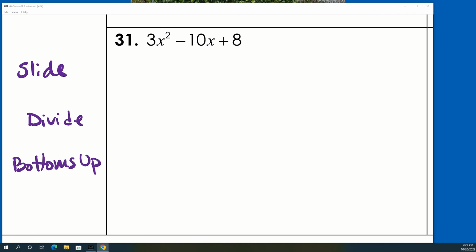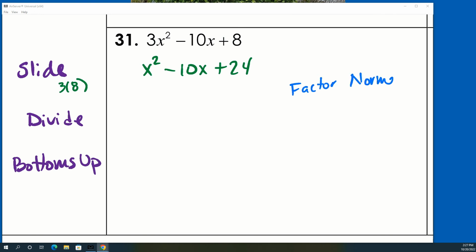All right, so the slide part, I don't want that 3 in the front. So I'm going to slide it over with the 8 and multiply by it. So I'm changing the problem to x squared minus 10x plus 24. So I multiplied that 3 by the 8. Then I'm just going to factor normally, like we just did.